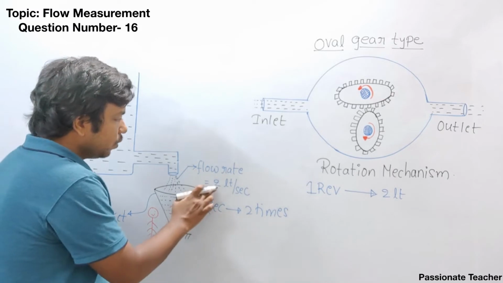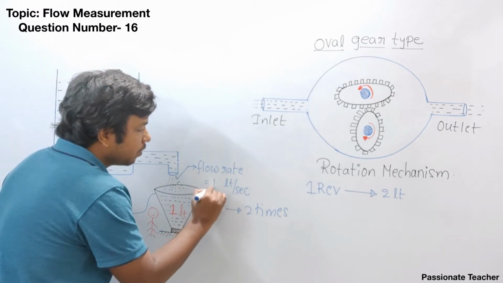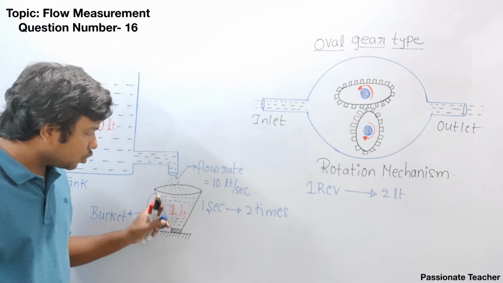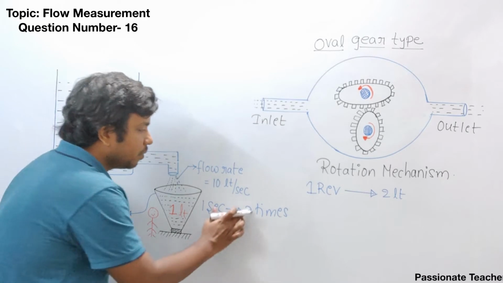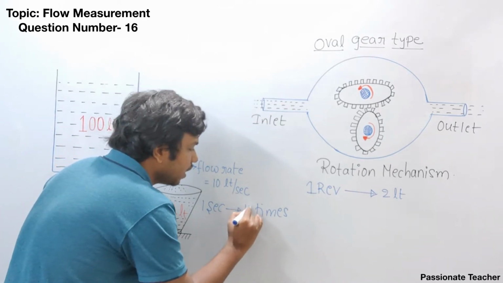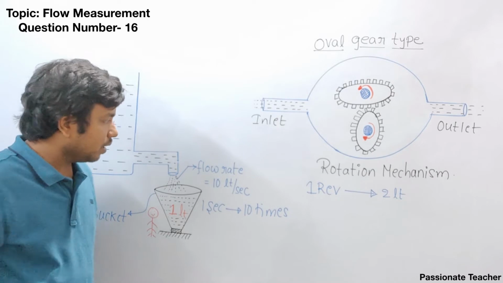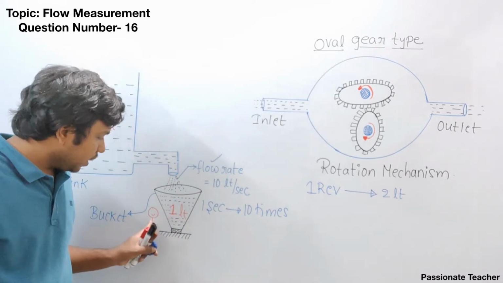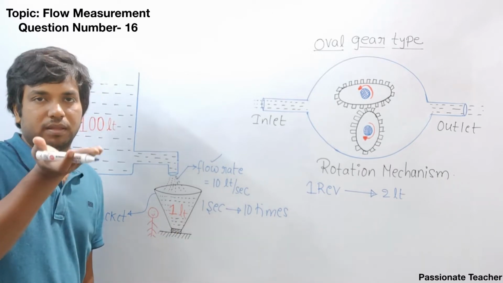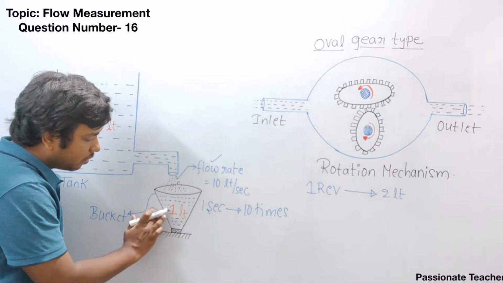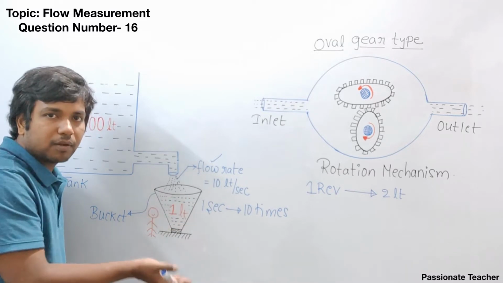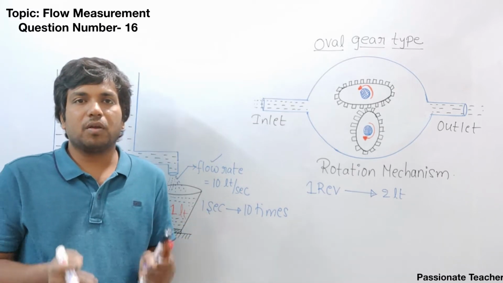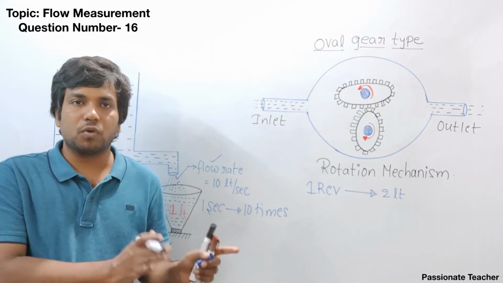Suppose instead of 2 liters per second, I take 10 liters per second. Then what is going to happen? In 1 second, this person has to empty this bucket 10 times. That means in the second case, he has to empty the bucket 10 times in 1 second. What does it mean? If the flow rate of the fluid is increasing, the number of times he should empty the bucket will also increase. That means the frequency at which he will empty the bucket will increase if the flow rate of the fluid is increasing. This is the basic fundamental logic of the positive displacement flow meter.